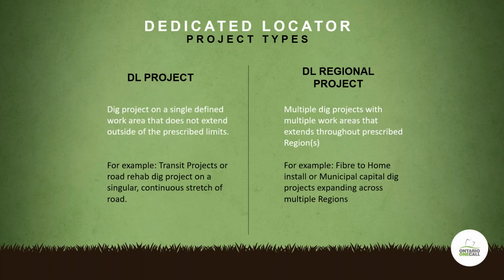Now in this one here, what we're coming across is that we have two different types of projects that we accept under dedicated locate projects. The two types of projects that we're looking at: one is the regular DL project. The regular DL project is a dig project on a single defined work area that does not extend outside of a prescribed limit. What does that mean?